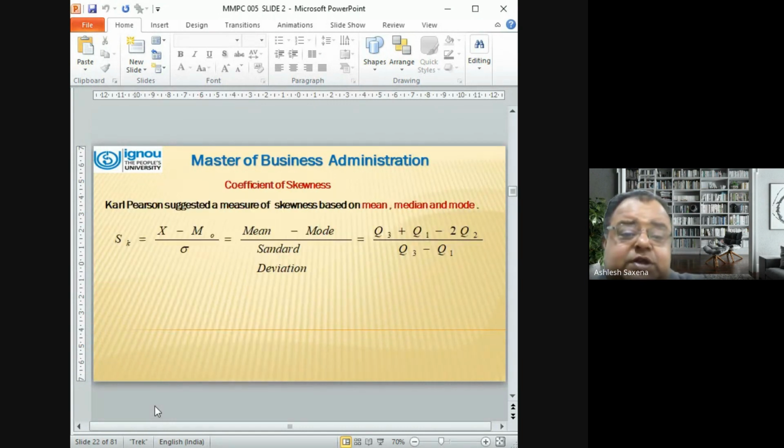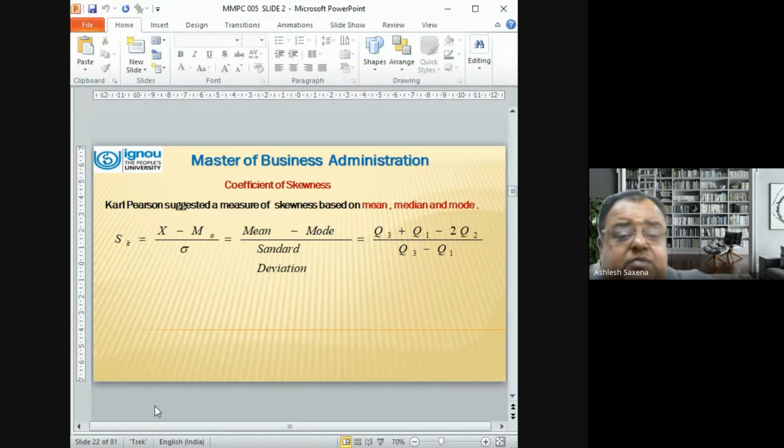Now comes coefficient of skewness. Depending upon the data given to us or the calculation we have found, we can apply the coefficient of skewness. This was proposed by Karl Pearson, and it is based on all three values: mean, mode, and median. Coefficient of skewness by Karl Pearson, that is Sk, is equal to x̄ minus mode upon standard deviation, that is mean minus mode upon standard deviation.